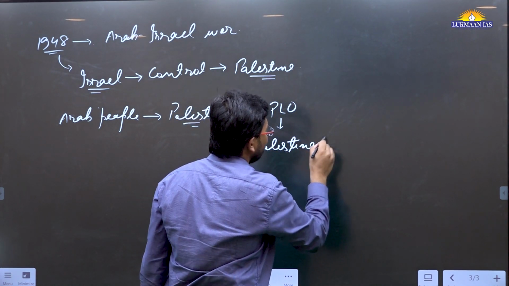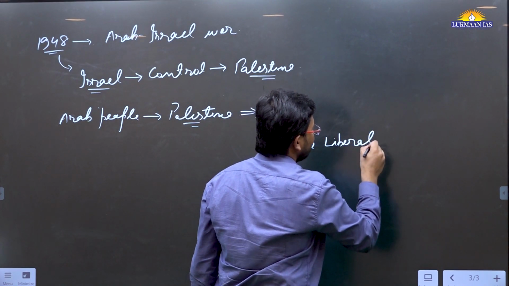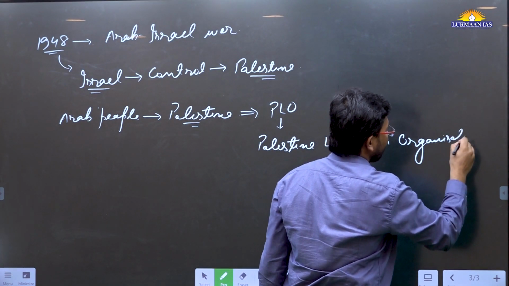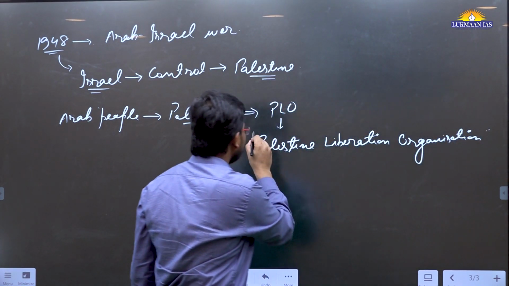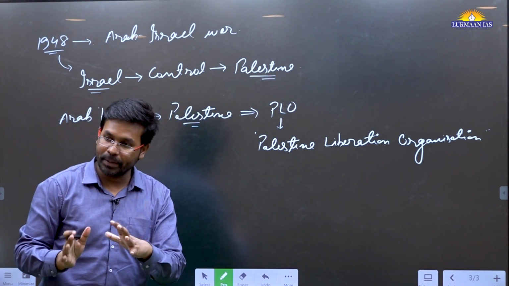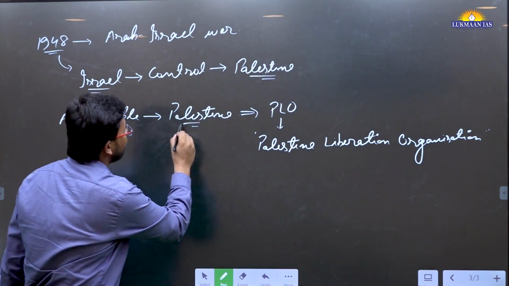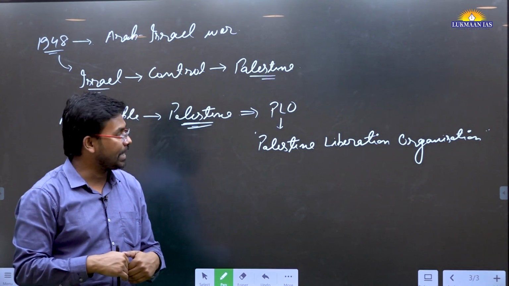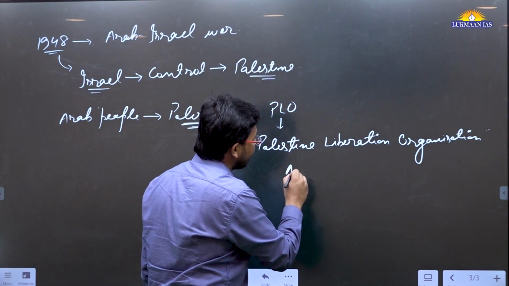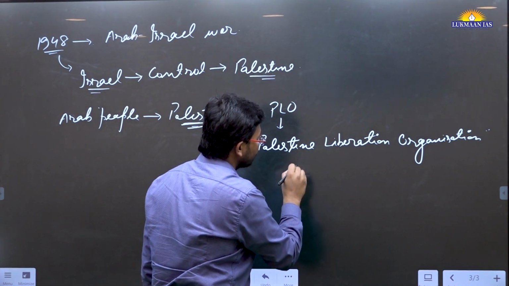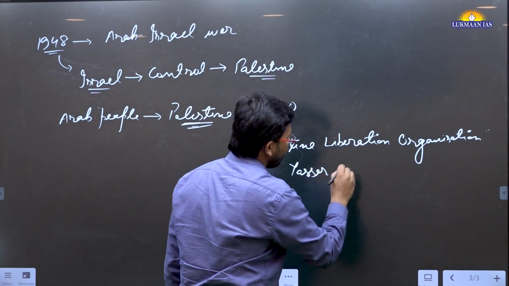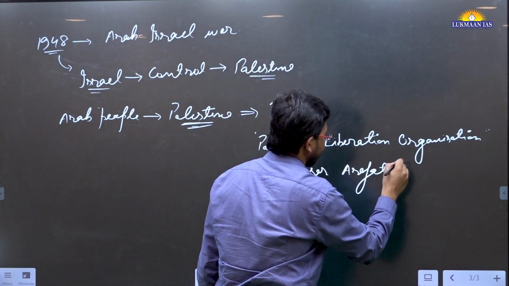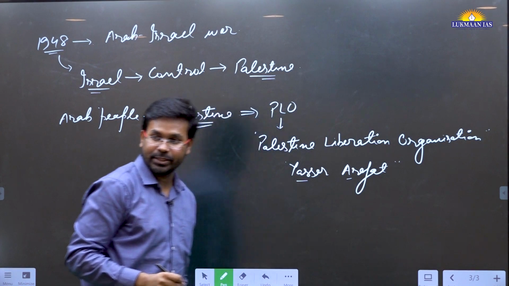They created the Palestine Liberation Organization. It was made up of those people who were fighting for the cause of Palestine, who wanted Palestine to be a separate state, who wanted their homeland back. This organization was led by a leader named Yasser Arafat. He created this Palestine Liberation Organization.